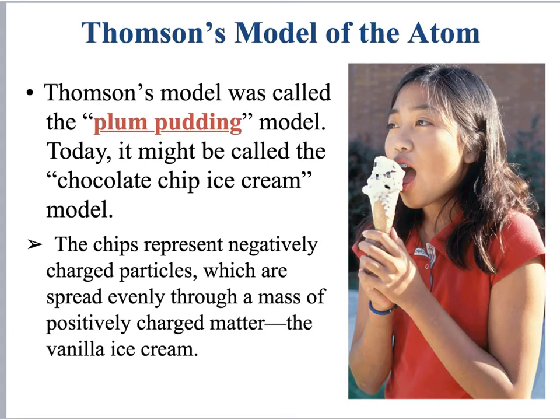Then we move on to Thomson's model of the atom, J.J. Thomson. J.J. Thomson's model was called the plum pudding model. We don't really make plum pudding anymore. The closest thing I can think of is probably raisins in your oatmeal. So today we might call it the chocolate chip ice cream, where things are scattered throughout. The chips basically represent the negatively charged particles, which are spread evenly throughout a positively charged material.